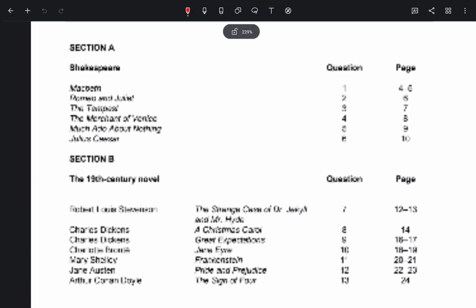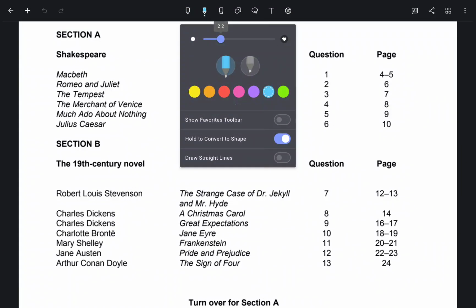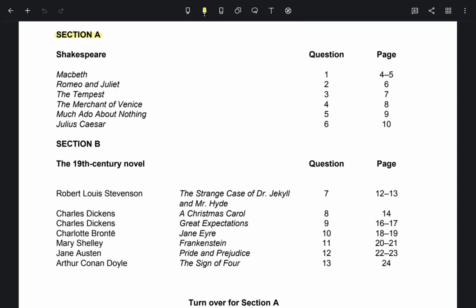Now, as I've stated previously, there are only 2 sections, section A and section B. In section A, you are choosing just 1 question. Depending on your school, for Shakespeare, you've got Macbeth, Romeo and Juliet, The Tempest, etc. You would know whichever one you studied, you will need to find the question and the page number. The most popular one, especially in the UK, is Macbeth, and if you are studying Macbeth, you only have 1 question to answer, which is question 1, and you'll find that on pages 4 to 5. So that is your section A complete.